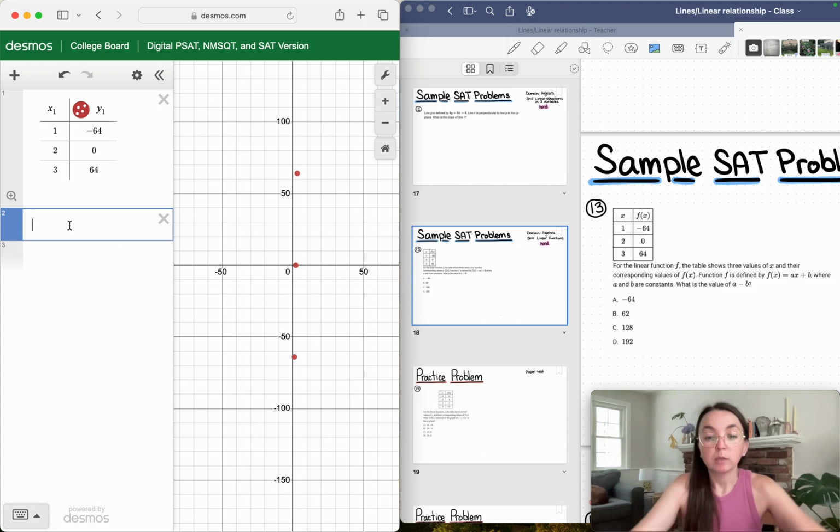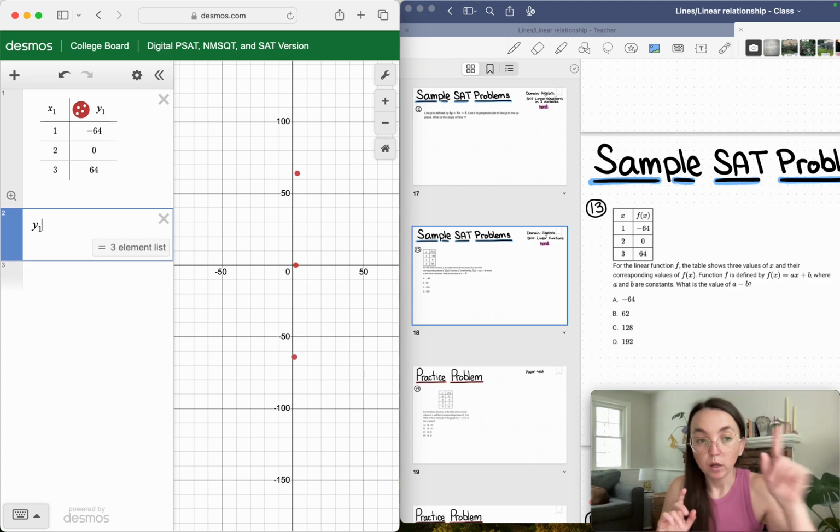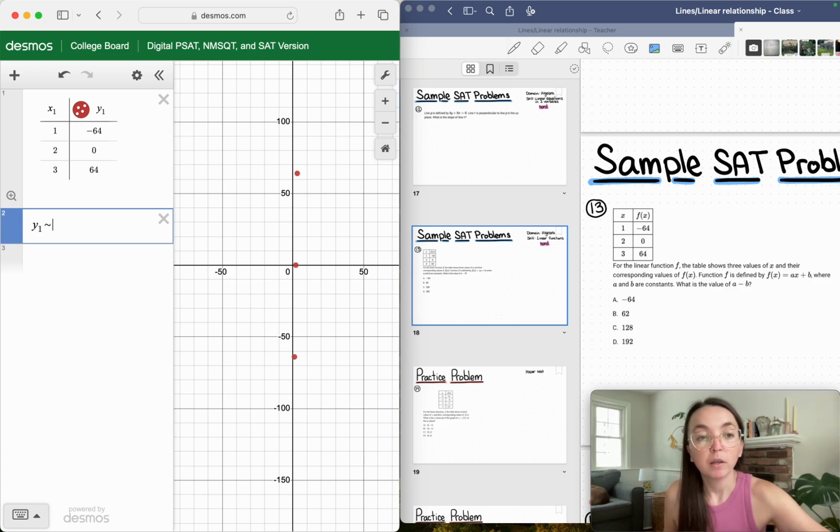And so what we do in Desmos is we want to do y sub 1, and then we want to do a squiggle, okay? So I have a Mac. The squiggle is above the tab. So I do shift and then the button that's above the tab. And it gives you a little squiggle. So y equals m x sub 1 plus b.